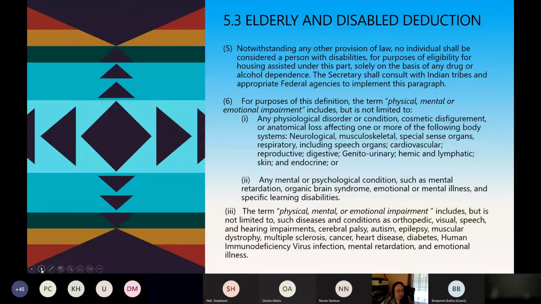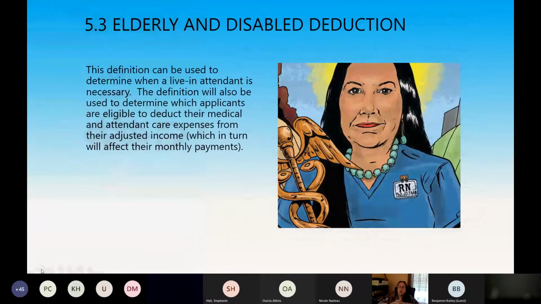Okay, so your elderly and your disabled deduction can be used to determine when a live-in aide attendant is necessary. That definition will also be used to determine whether applicants are eligible to deduct their medical and attendant care expenses from their adjusted income, which in turn will affect their monthly payments.